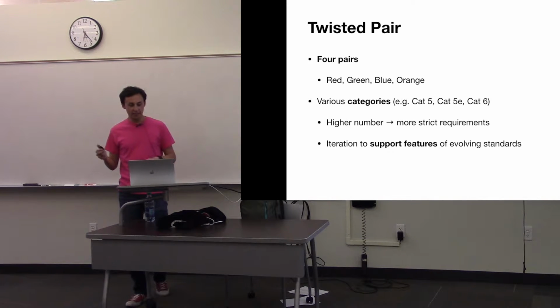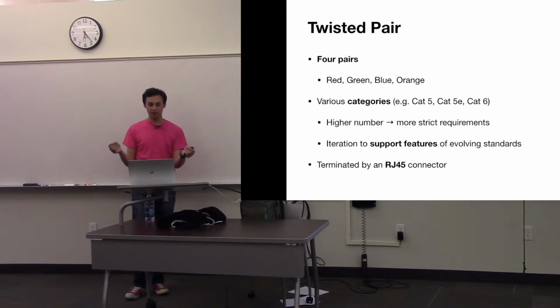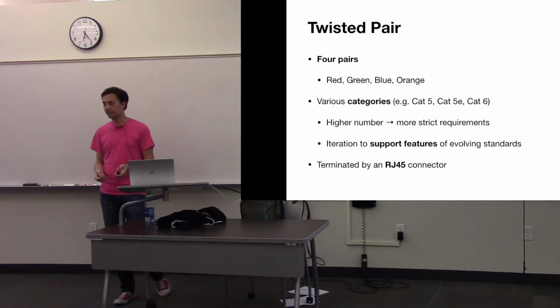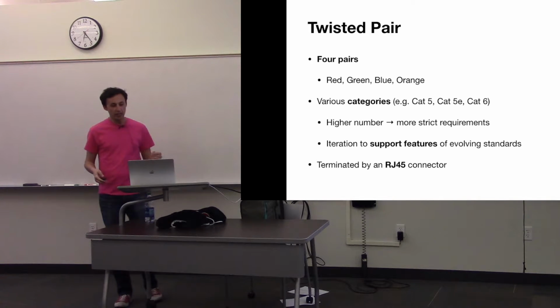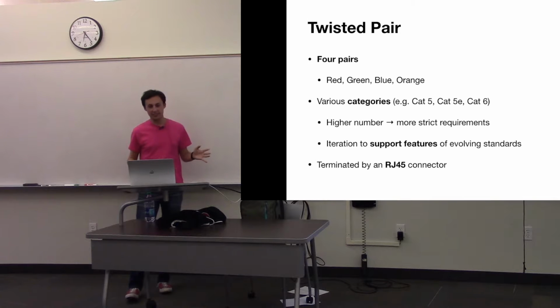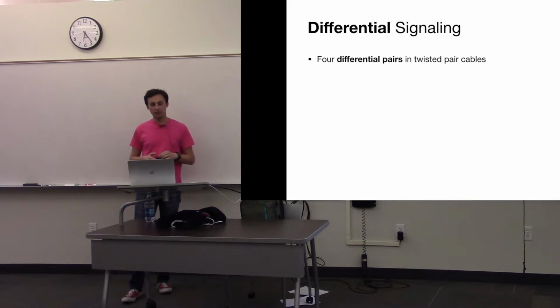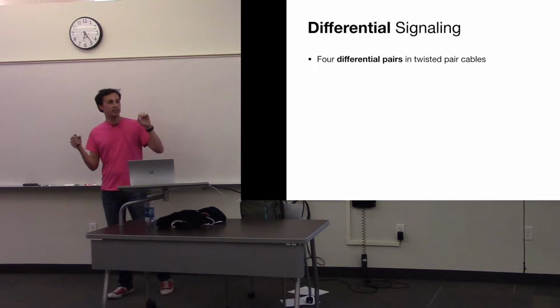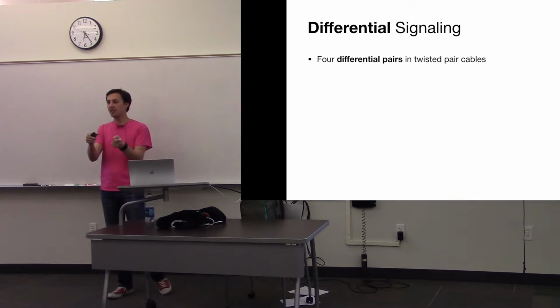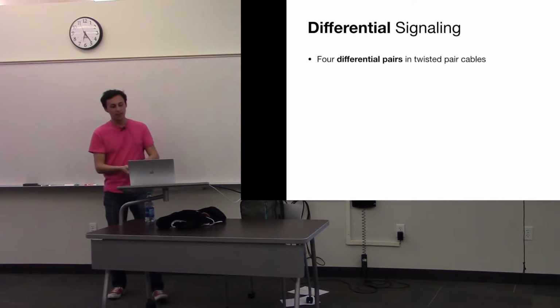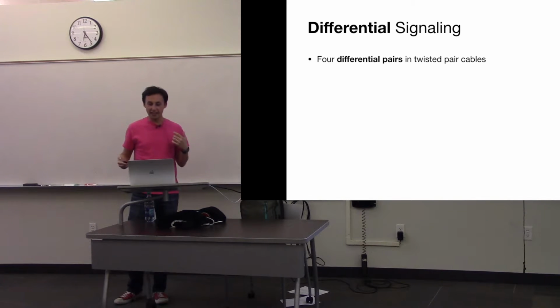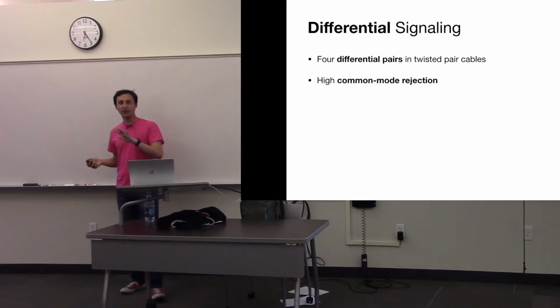And then finally, we terminate the twisted pair in an RJ45 connector, which is the standard Ethernet connector you're used to seeing. It has 8 points for all 4 pairs that are on the twisted cable. So what do I mean when I say differential signaling? So the 4 differential pairs transmit signal between the 2 of them, instead of the normal thing where you have a ground wire and a wire that's above it that turns on and off. And we do this because it has high common mode rejection. Don't worry, I'll get into what that is.